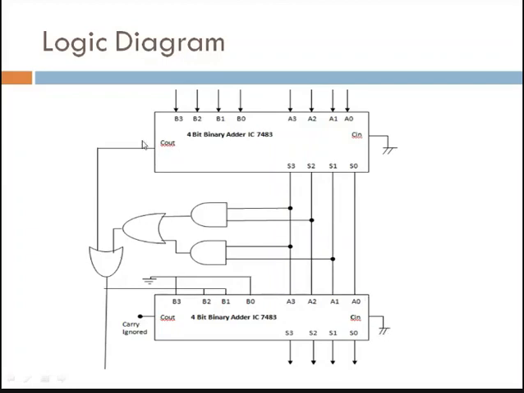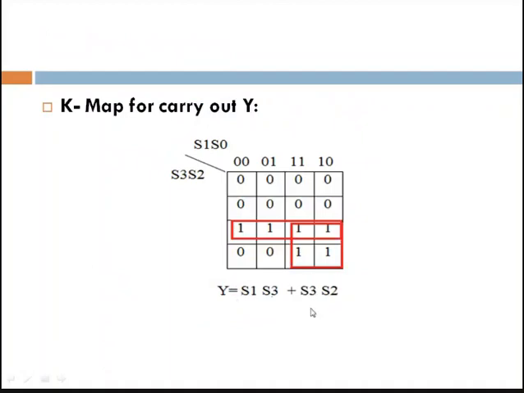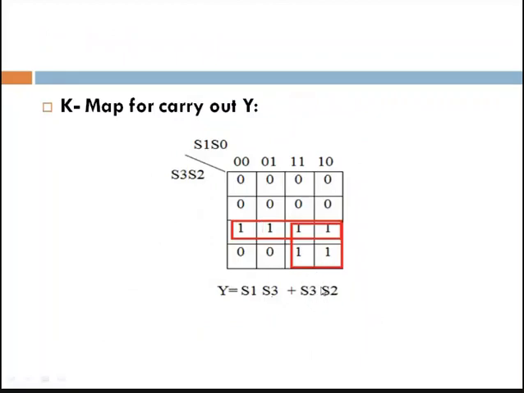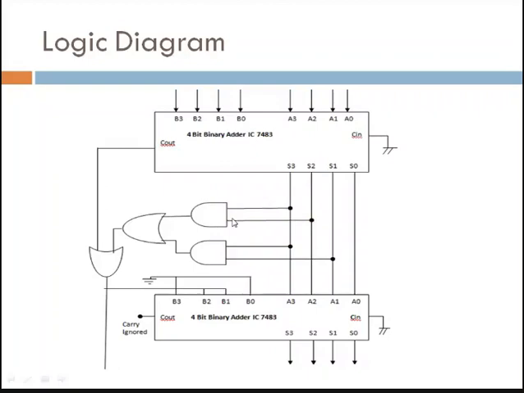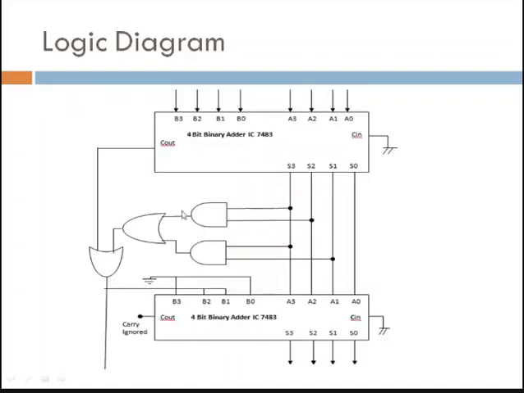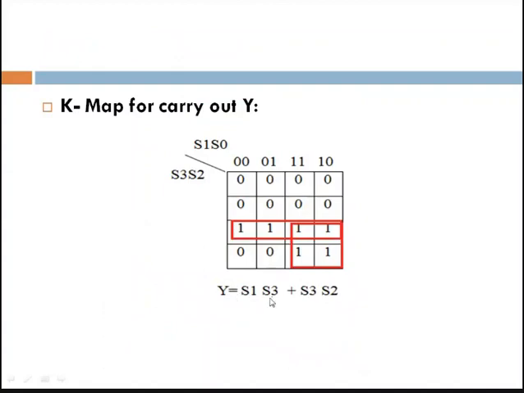Now the C output from the first addition is considered here, and whatever logic we have designed for this combinational circuit, we have made here. The first AND gate is S3 into S2, using an AND gate. The second AND gate is S3 into S1. Then by using an OR gate, you generate this Y, as per the previous circuit. This is the combinational circuit, and this is Y.